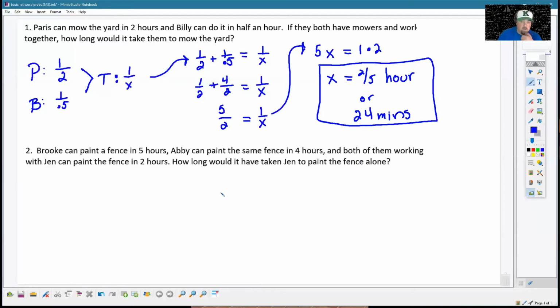Number 2 is going to work the same way. We've just got more people this time. It doesn't matter how many people we have. We could have 20 people working together and it would still work the same way. All their independent rates added together is going to equal their time to accomplish the task together.